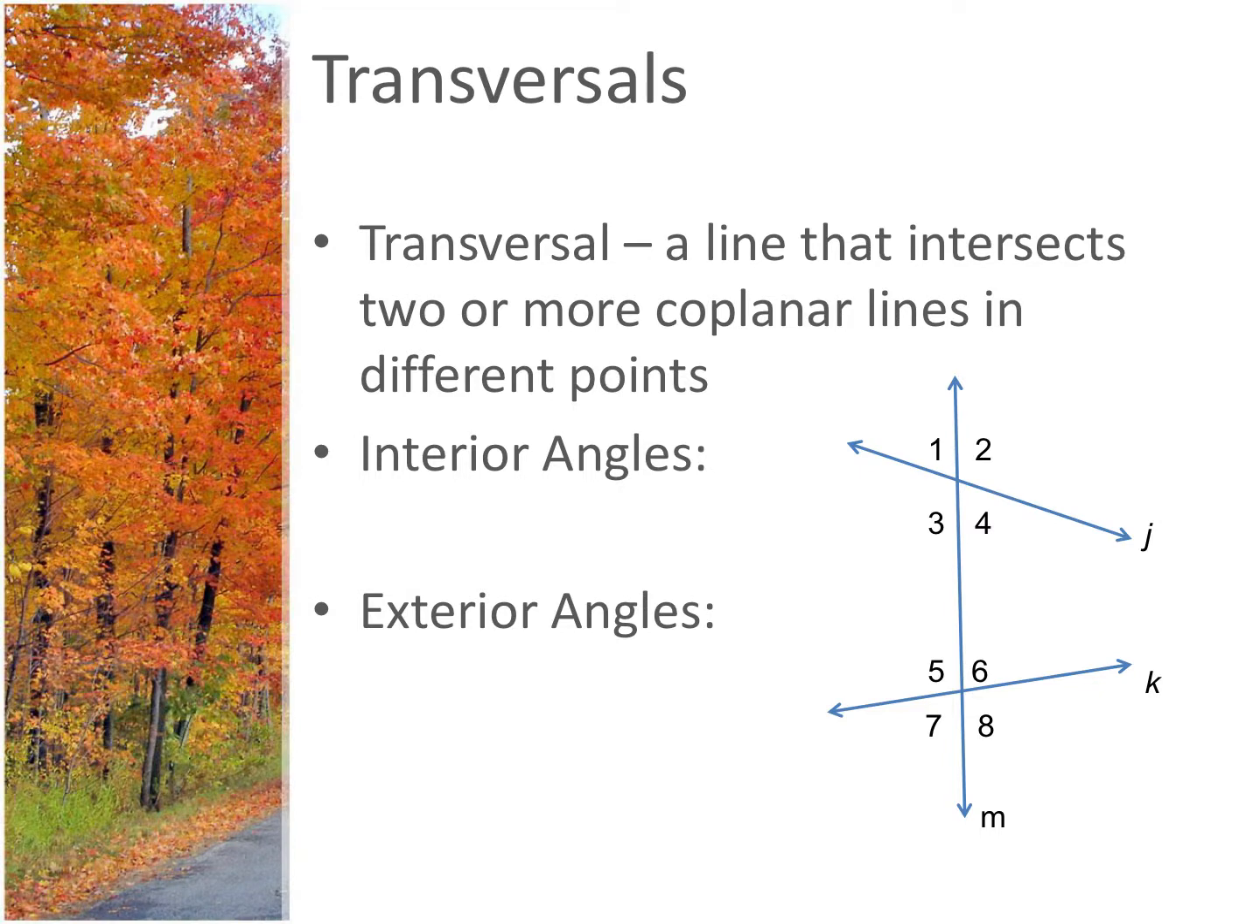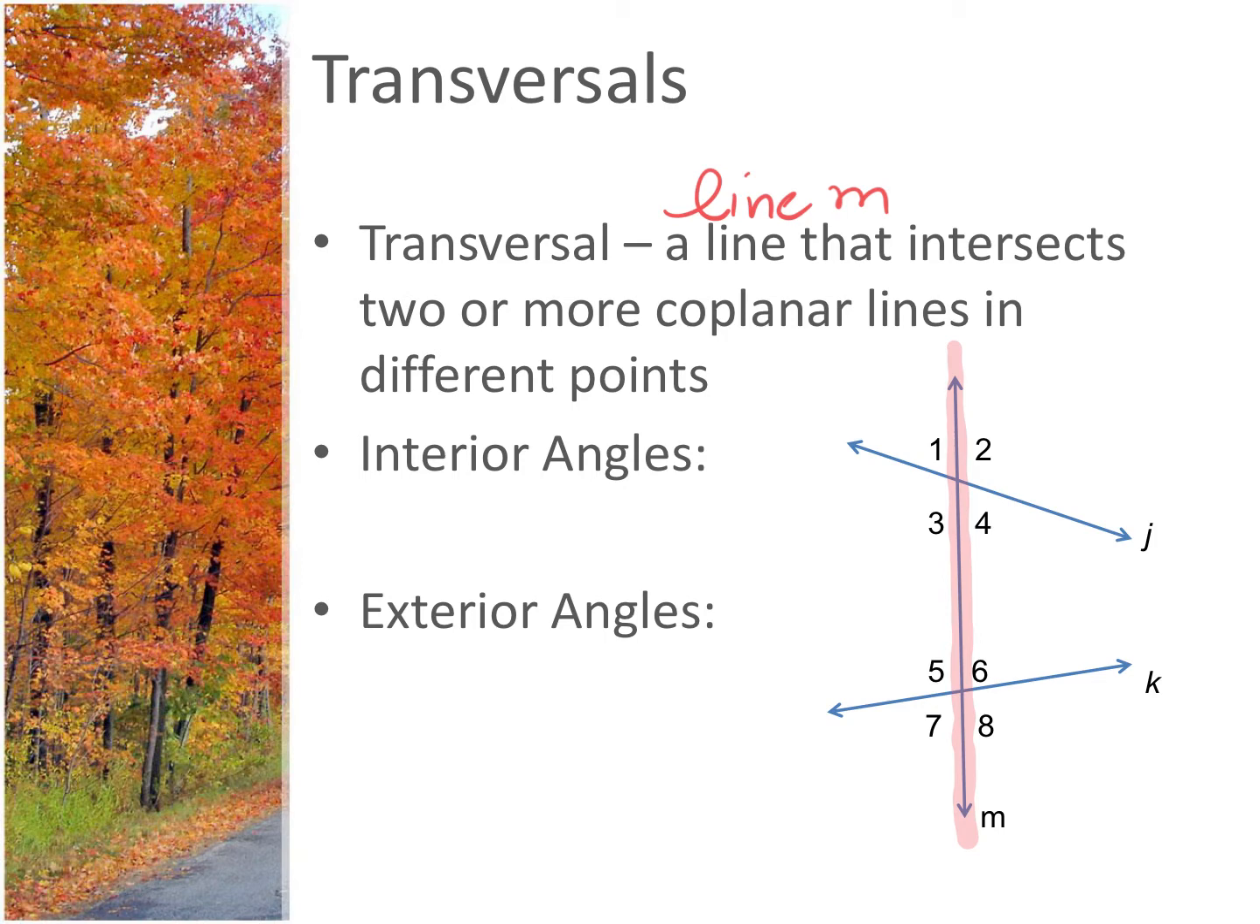The next definition is the definition of a transversal. And a transversal is a line that intersects two or more coplanar lines in different points. So in this picture, my transversal is going to be line M here. This is the transversal. So pictured here, the transversal in this diagram is line M. The other two coplanar lines are going to be J and K.